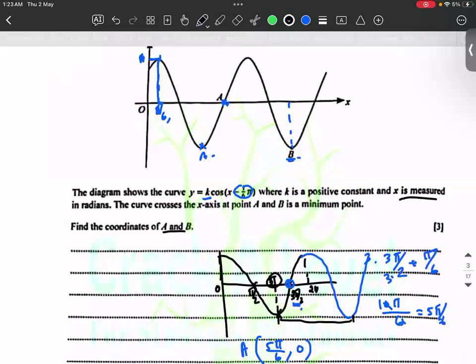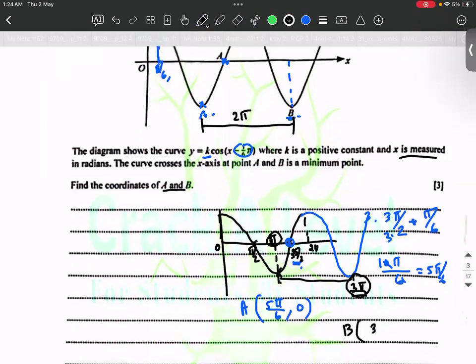So the second minimum for the cos x graph happens at what angle? It is pi plus 2 pi, so it happens at 3 pi, because it is the second minimum and the period is always 2 pi radians. I'm speaking about the cos x graph. The angle difference between these two minimum points will definitely be 2 pi, so pi plus 2 pi is 3 pi. But the transformation has minus 1 by 6 pi inside the function, so it shifts pi by 6 to the right. So point B will be 3 pi plus pi by 6, which must be 19 pi by 6.